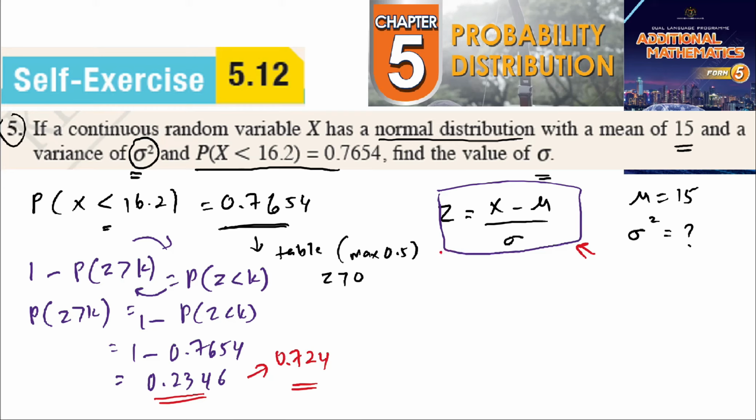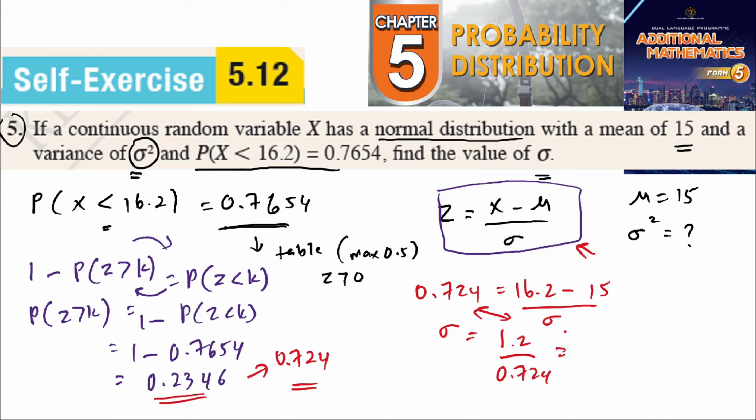So here our z is 0.724, which is equal to our x, 16.2, minus our mean, 15, divided by the standard deviation. So our standard deviation is equal to, changing places, 16.2 minus 15, which is 1.2, divided by 0.724. So here we get 1.657. So this one is our standard deviation. Since it wanted us to find the standard deviation, the answer is 1.657.